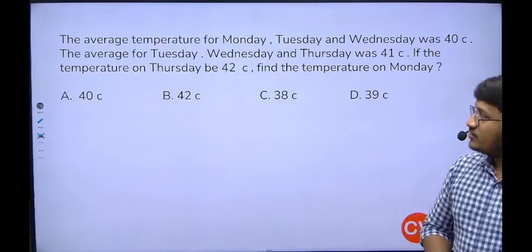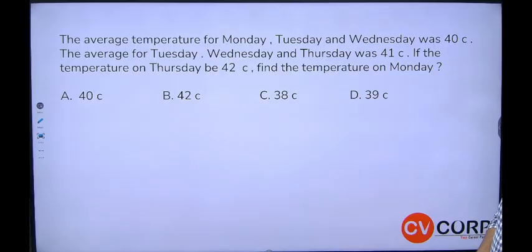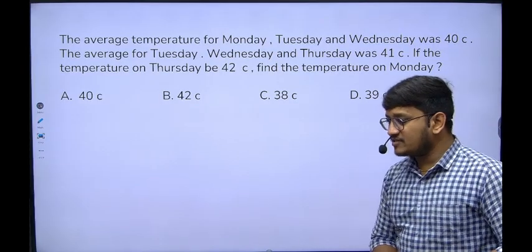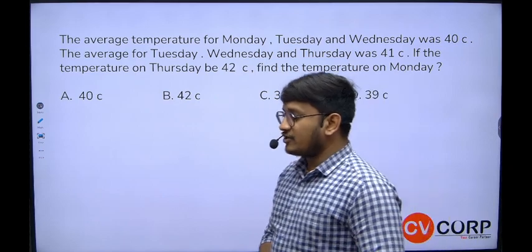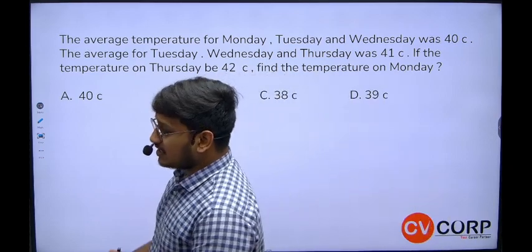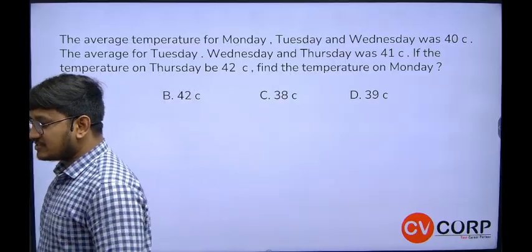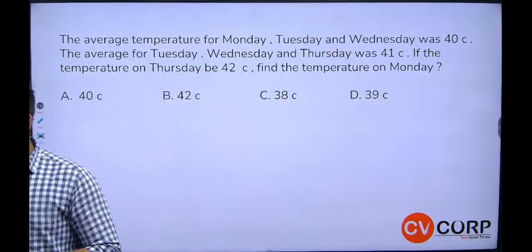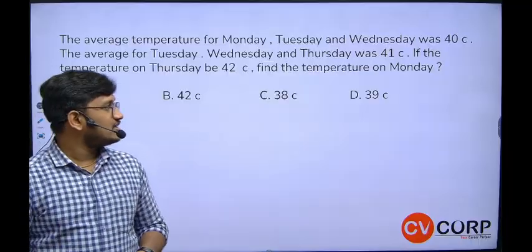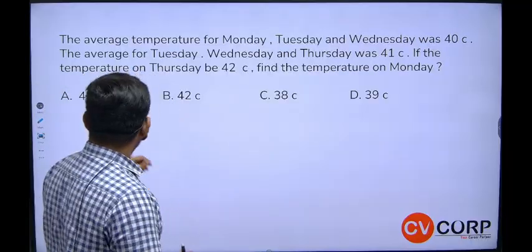The average temperature for Monday, Tuesday, and Wednesday was 40 degrees Celsius. The average for Tuesday, Wednesday, and Thursday was 41 degrees Celsius. If the temperature on Thursday be 42 degrees, find the temperature on Monday.